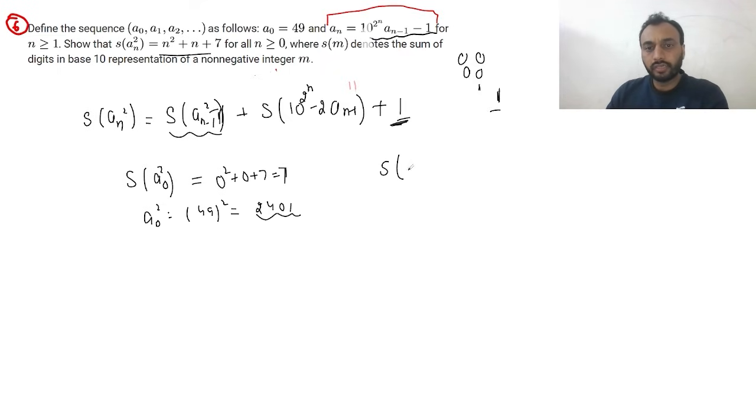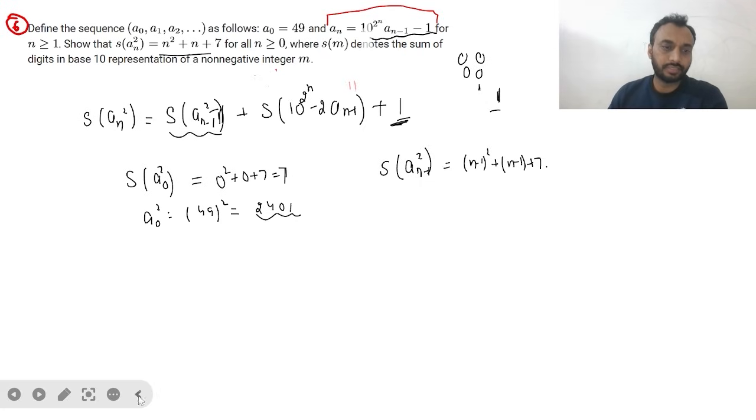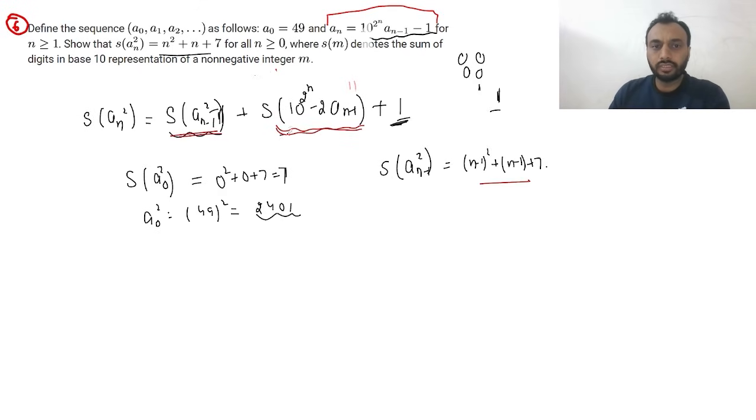Then we can assume that for a_{n-1} squared it is true, that is (n-1) squared plus (n-1) plus 7. So we have to prove that for a_n squared it is n squared plus n plus 7. Now in that part, we first have to figure out this value, so that we can perfectly put this value in. We have to figure out what the sum of digits of this number should be.